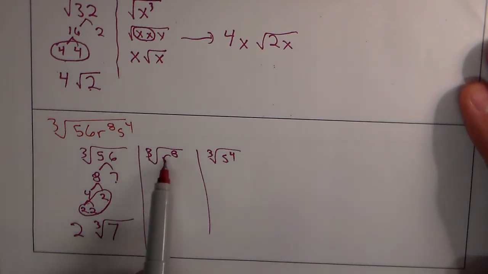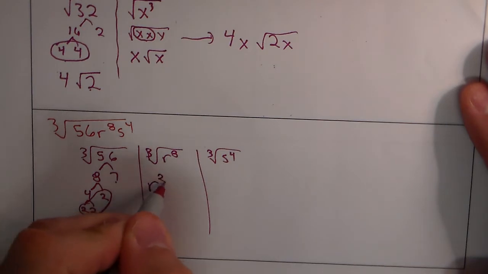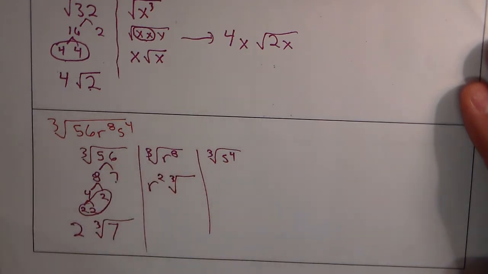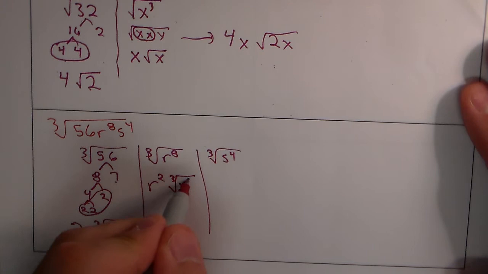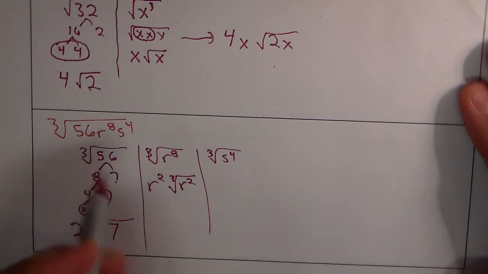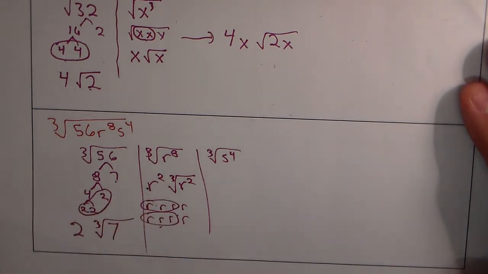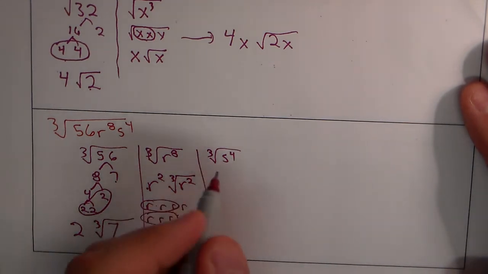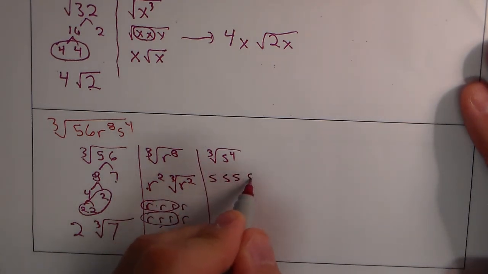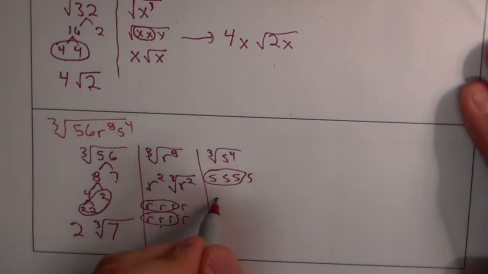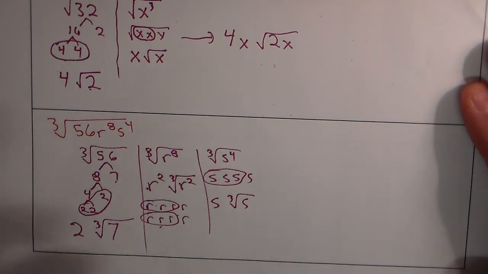For the r's, 8 divided by 3 is 2. We got 2 sets coming out, but it doesn't divide evenly, there's 2 left over. So we'd write r squared cube root r squared. And if you're not sure, you can write out 8 r's and circle 3 at a time to see, oh, there's my 2 sets, 2 left over. S to the 4th inside the cube root: 4 s's, 1 set comes out, 1 left inside.